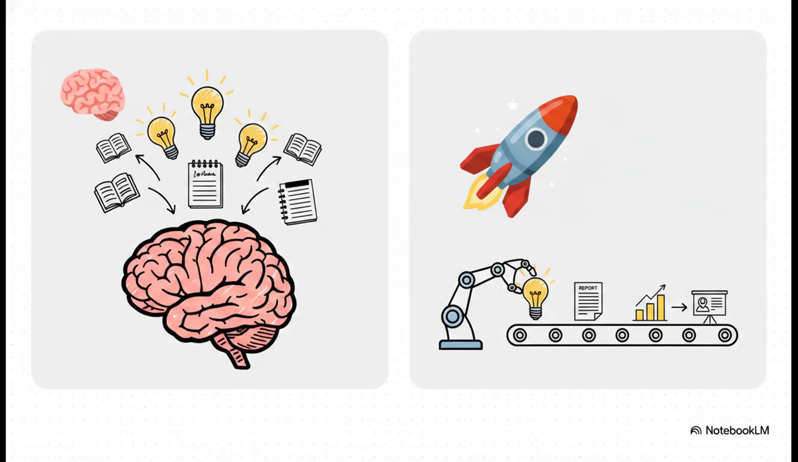Think of it like this. Different tools have different superpowers. NotebookLM is absolutely brilliant for the research and understanding phase. It's perfect for digging into your sources and pulling out insights. But when it's time to actually create that polished report or build that spreadsheet, you might want to switch to a different kind of AI tool, one that's built for execution.